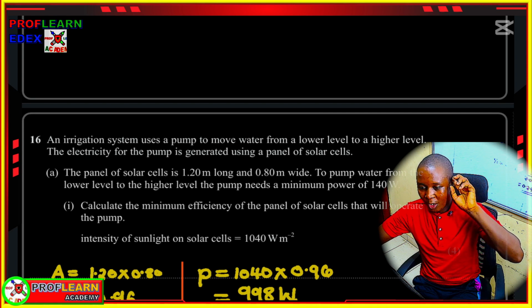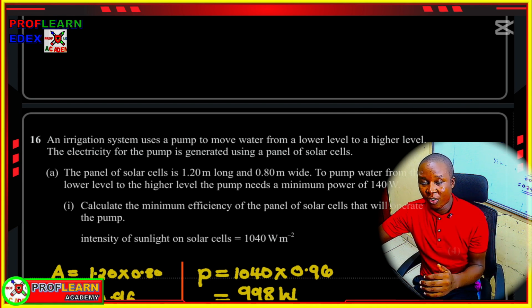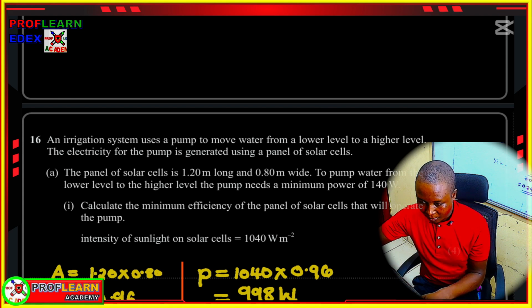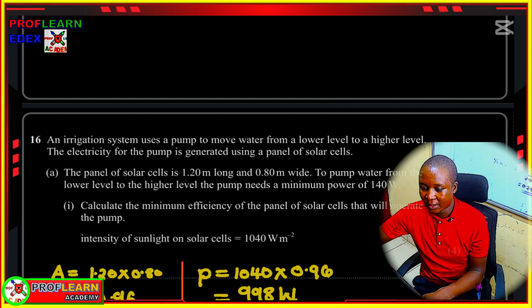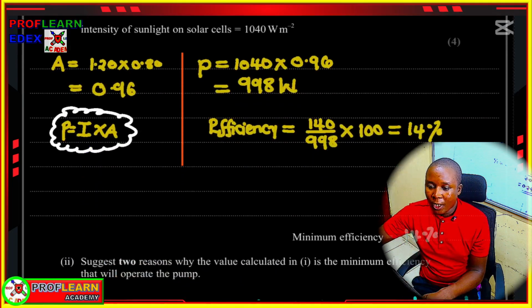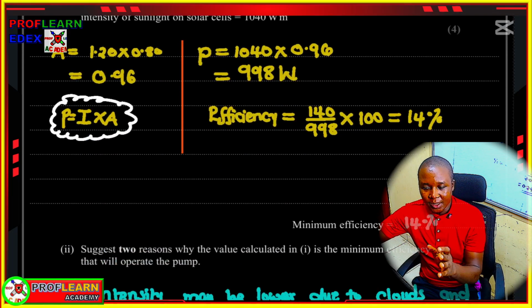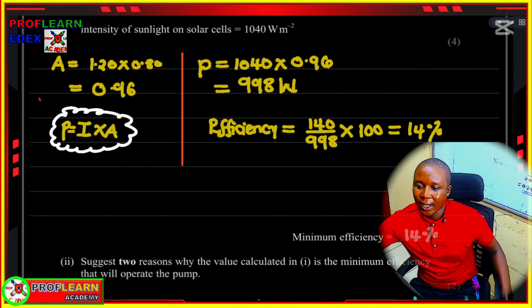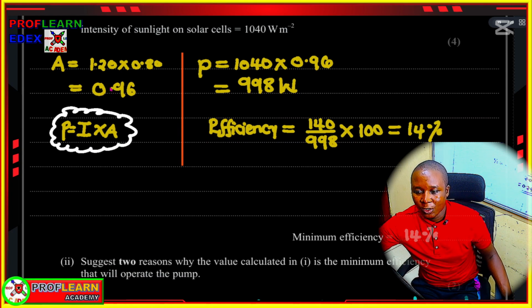To pump water from the lower level to the higher level, the pump needs a minimum power of 140 watts. All right, calculate the minimum efficiency given that the intensity of light on the solar cell is 1040 watts per meter square. So in this case, first we need to remember the formula: power is equal to intensity times the area. Then we need to work out the area there, which is going to give us 0.96.